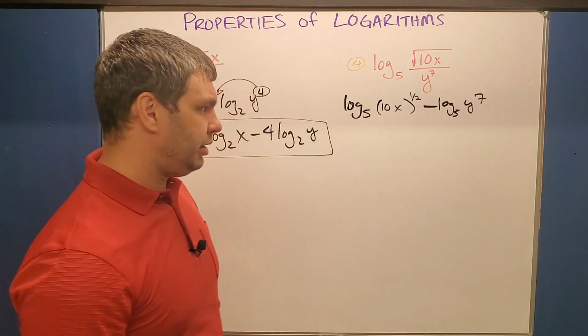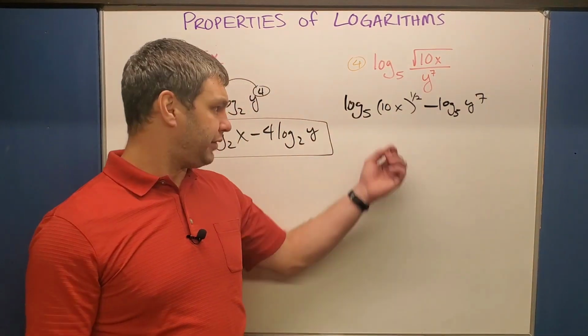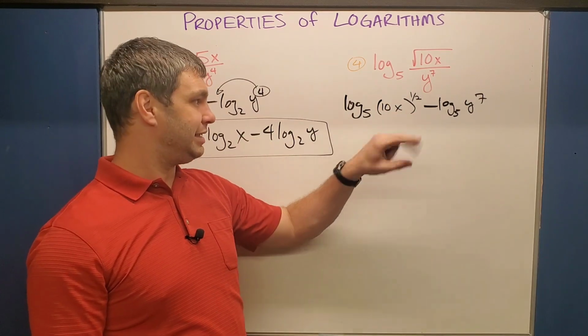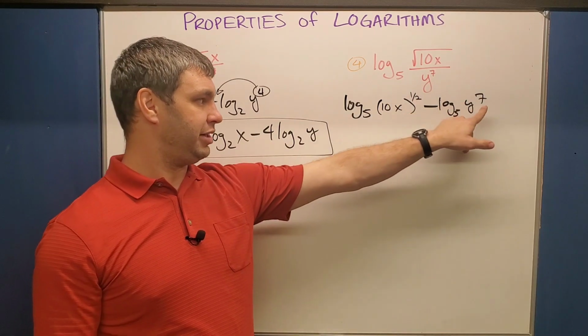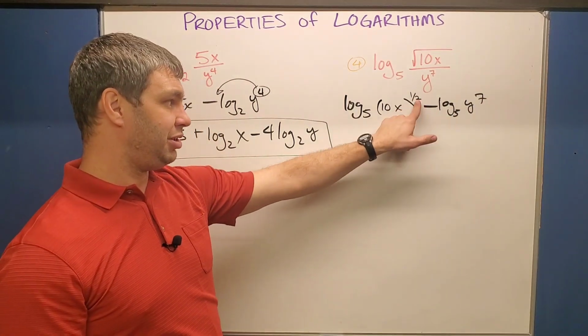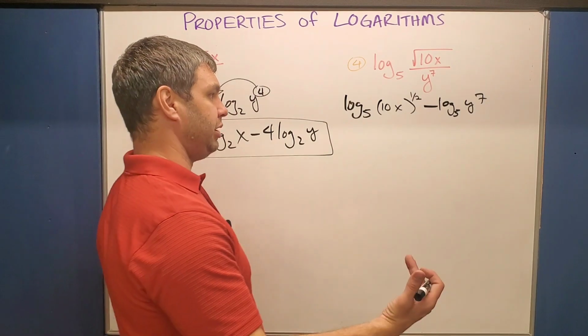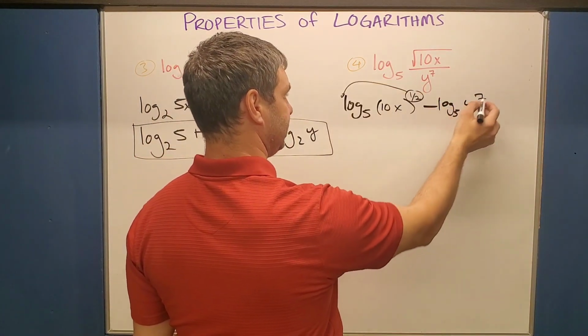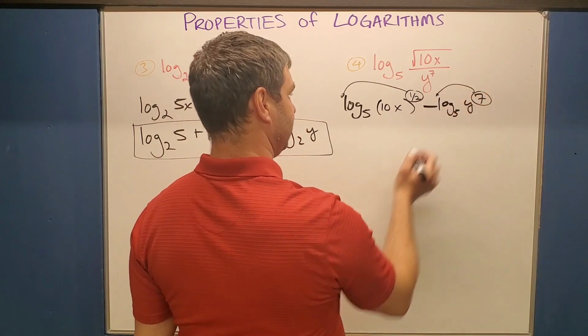Okay, and then two things I need to do. First off, I need to split up the 10 and the x, right? And then the second thing is I need to also get rid of my exponents using the power property. And because it's in parentheses, you might want to do that first. All right, let's watch what happens when I get rid of these exponents. So here my 1/2 is going to come in the front, and so is the 7. It's going to go there and there.